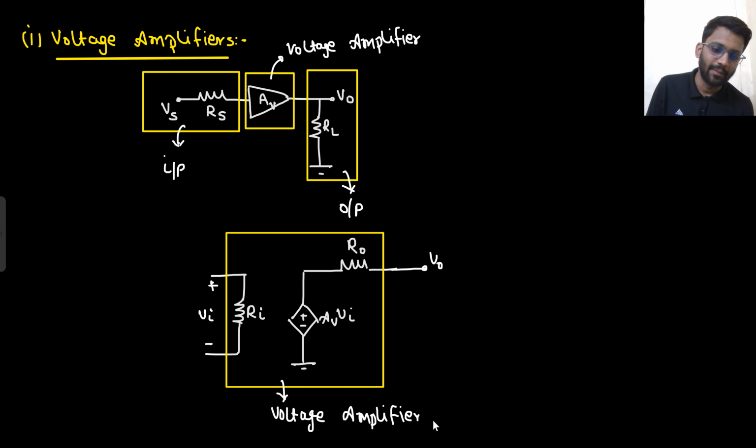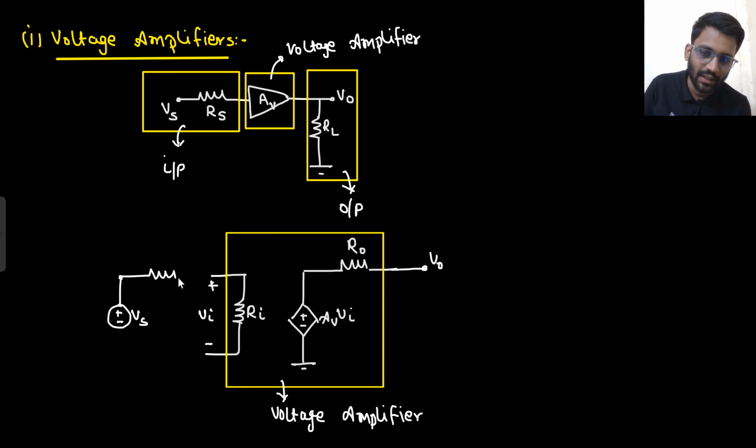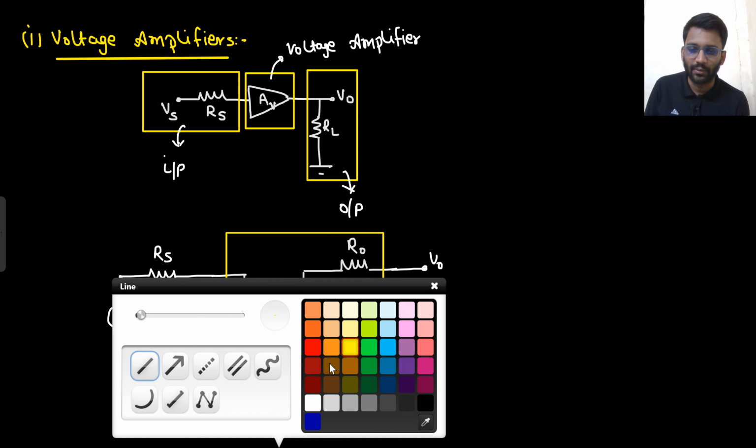Now let's add the input and output as well. What was the source input? We had a Vs source input. Vs is from a particular node to ground, so this Vs voltage is with respect to the ground only, right? That voltage has some source resistance Rs, and that is connected to the amplifier, not to the load.